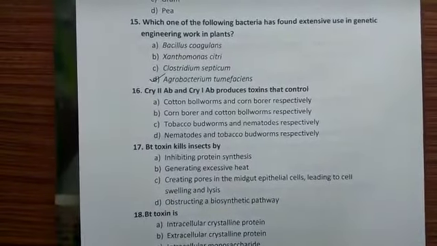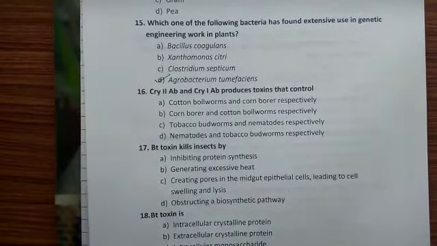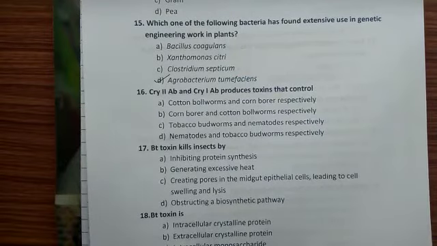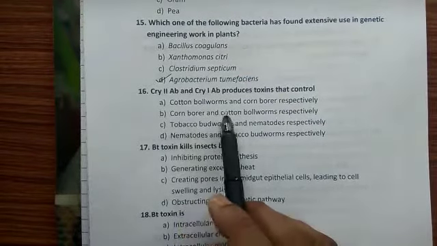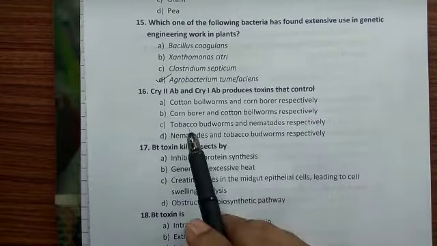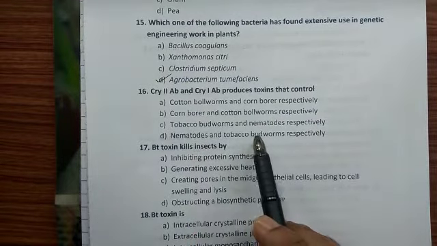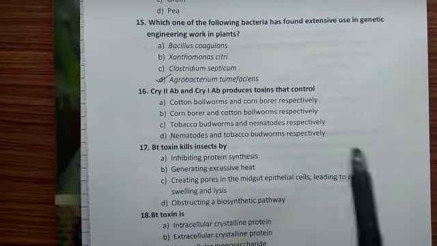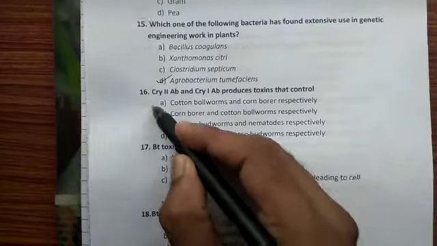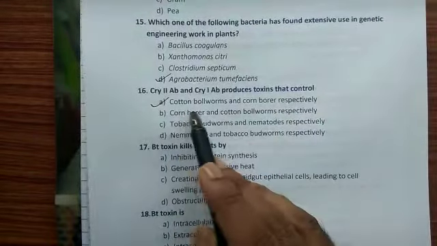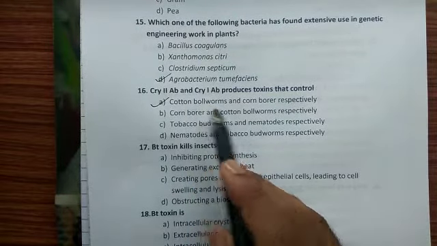16th question. Cry2Ab and Cry1Ab produce toxins that control, again knowledge based, cotton bollworm and corn borer respectively, corn borer and cotton bollworm respectively, tobacco budworm and nematode respectively, nematode and tobacco budworm respectively. Answer is A. Cry2Ab for cotton bollworm, Cry1Ab for corn borer.